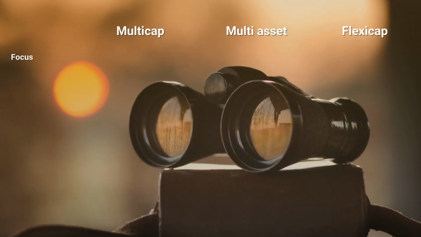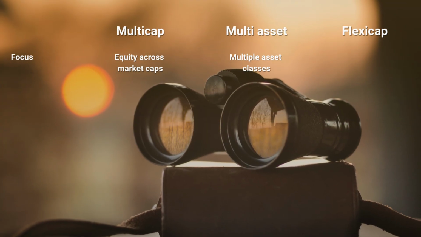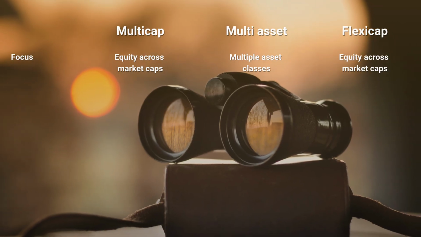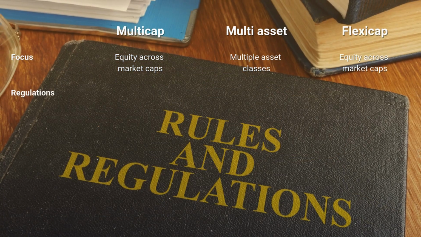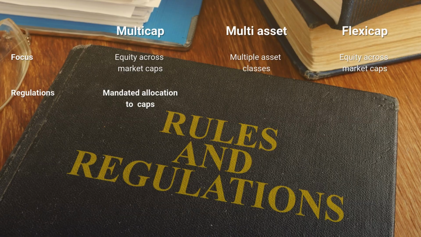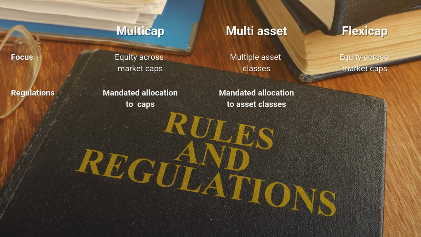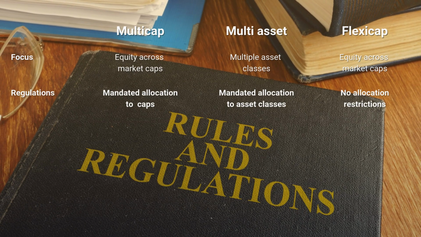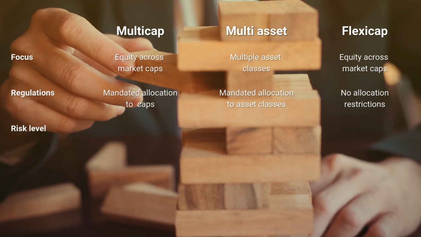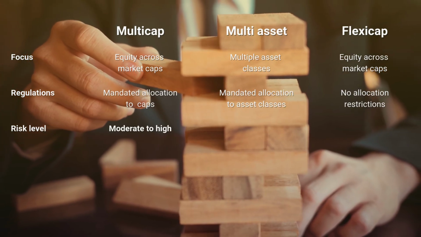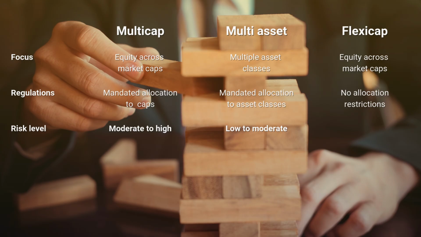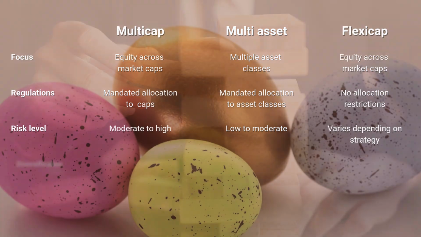In terms of focus, multi-cap and flexi-cap funds focus on equity, while multi-asset funds diversify across asset classes. Regarding regulations, multi-cap and multi-asset funds have strict allocation rules, whereas flexi-cap funds offer complete freedom to the fund manager. Next, it's risks. Risk varies by fund type. Multi-cap funds are moderately risky, multi-asset funds are less risky, and flexi-cap funds depend on the manager's strategy.